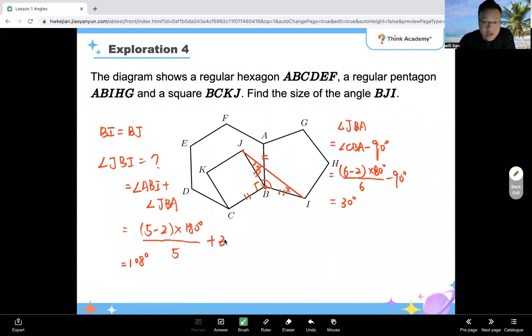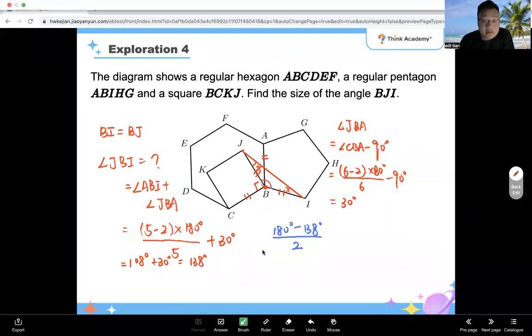So guys, this is 30, JAB. Now we can add them together. 108 degrees plus 30 degrees, you got 138 degrees. That's the size of JBI, right? So guys, last step to get X. We just use 180, take away the top angle of this isosceles triangle, 138, right? And then you're going to divide that by 2, because the 2 base angles equal each other, right?